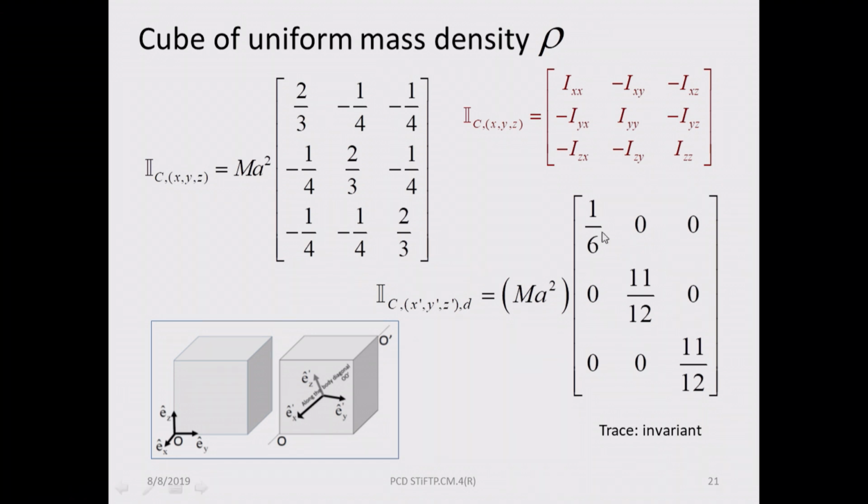Then the diagonal elements turn out to be 1 over 6, 11 over 12, and 11 over 12. So notice that they are not equal to each other, but 2 of them are equal to each other, okay? And if you take the sum of the diagonal elements, in both cases it will be the same, because the trace of a matrix remains invariant when you carry out this similarity transformation, which is what is involved in this diagonalization, okay?